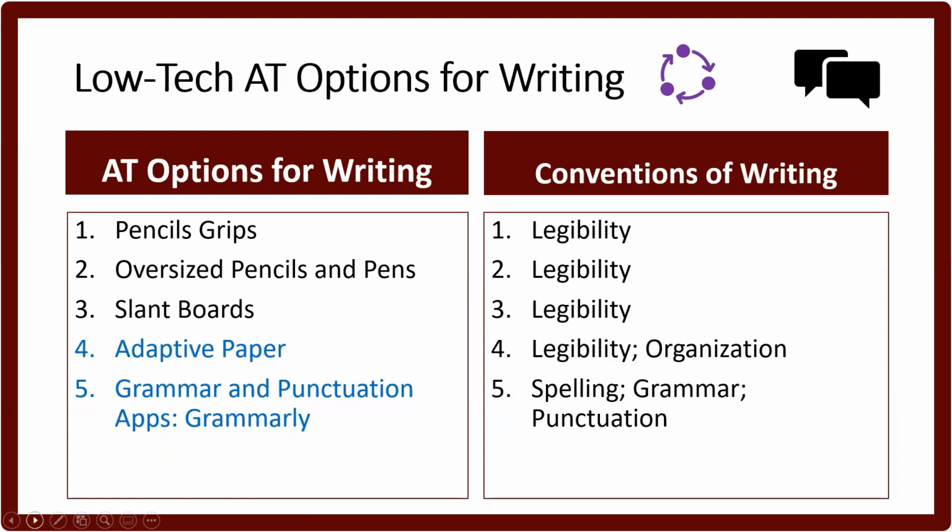When we think about adaptive paper, we can think about textured paper or different colors of paper or weight of paper. And then grammar and punctuation apps. There are a number of different ones. Grammarly is one that a lot of you may have heard of, and Grammarly has a free version and a for-pay version that can be a very useful tool for students.